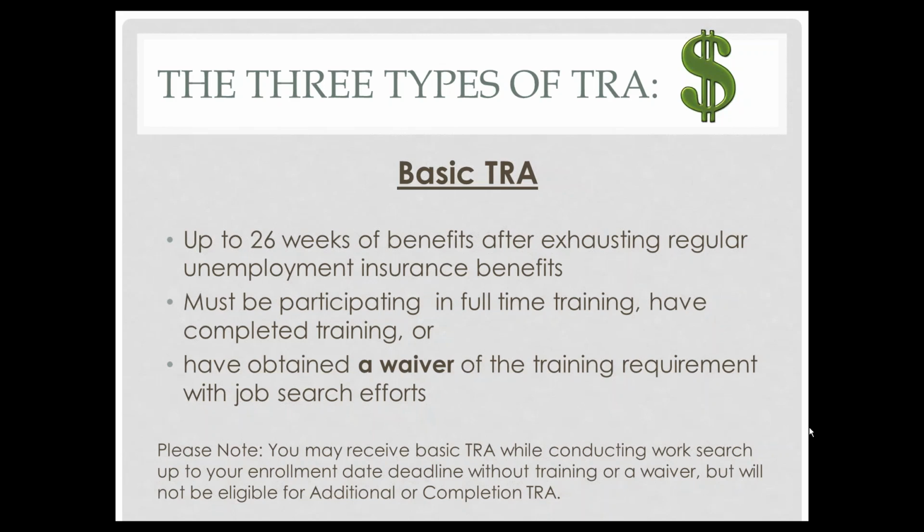Basic TRA job search requirements follow the same rules as when you were filing for regular unemployment benefits. You must contact at least 3 employers on 2 separate days per week, accept any offer of suitable work, consider other types of work, and you must keep a record of your job-seeking efforts.